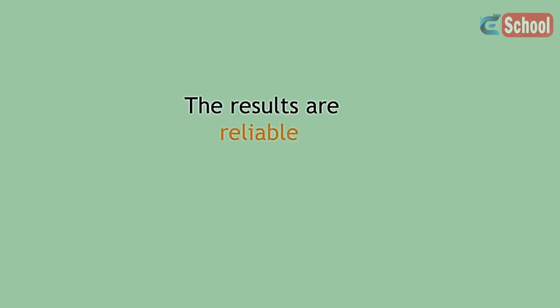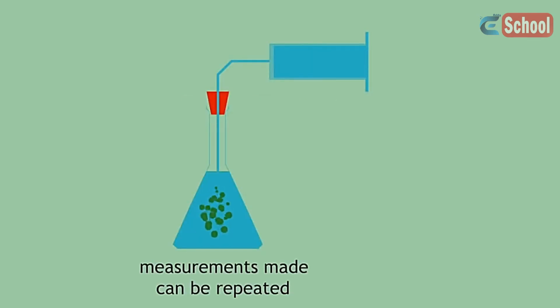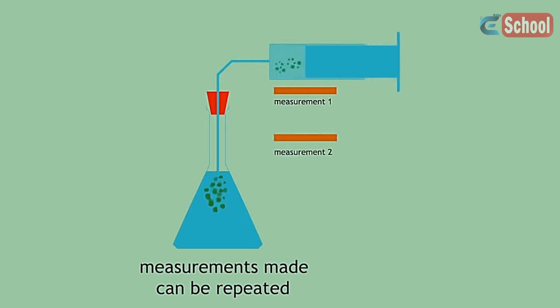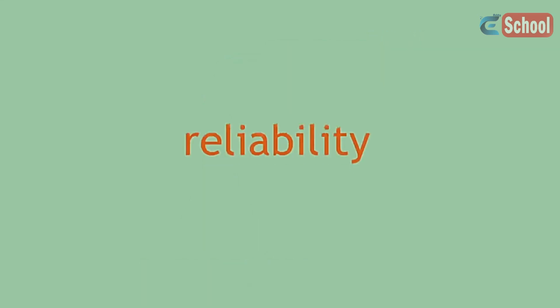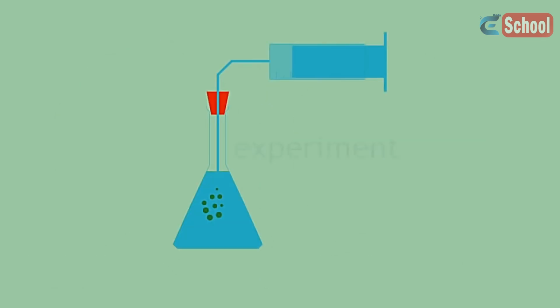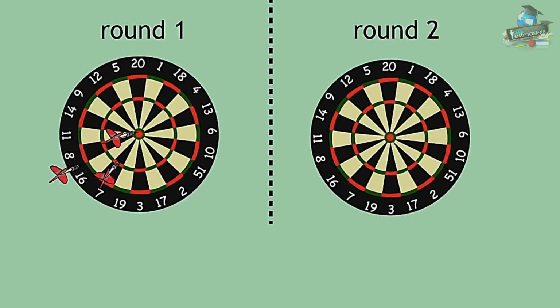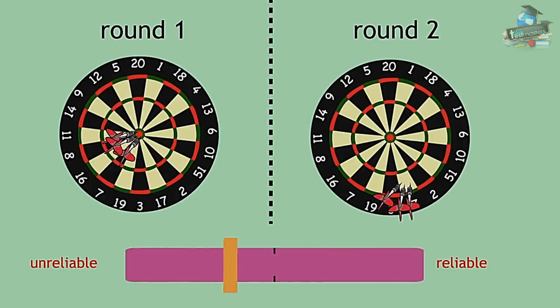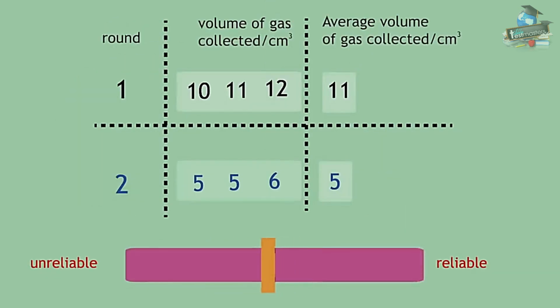Here's a challenge. The results are reliable for an experiment when the measurements made can be repeated by you and by others independently. What would you say about the reliability across round 1 and round 2 in the game of darts and the experiment? Pause, think, and continue when ready. The answer is that your dart throwing ability across these 2 rounds, unfortunately, has got worse and was not reliable. Your experimental results are also unreliable.